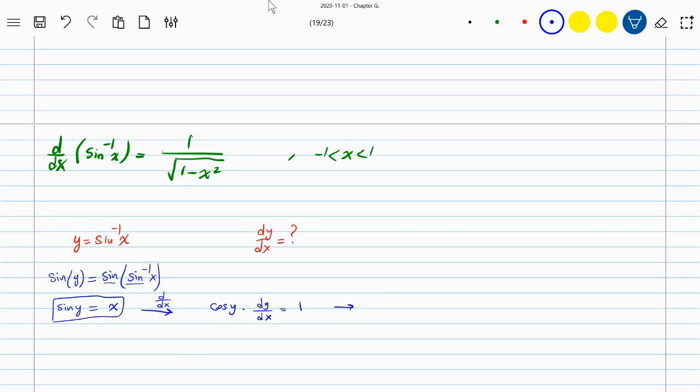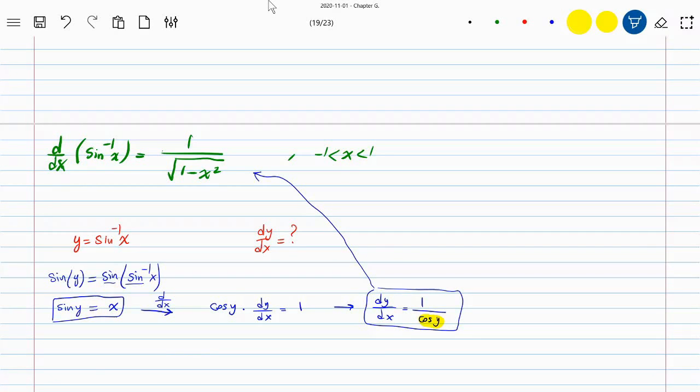So therefore, I can find out what is dy over dx. It is 1 divided by cosine y. This is the derivative. You may ask, what? This is not the same as that, and you're correct. Because now the derivative is a function of y, not a function of x. So somehow we should get rid of this y in here.